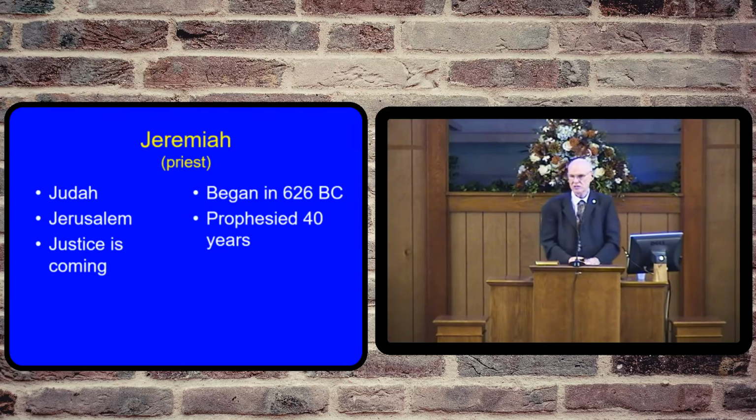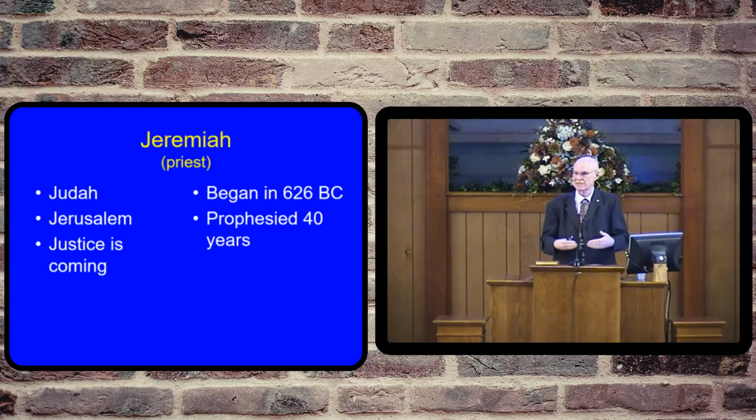Then the third prophet of this time frame is Jeremiah. Jeremiah is still back in Judah. He does not go to captivity. He has a choice. He refuses that and stays there with the people who are left, the poor and those who are left in the land. So he's in Judah, in the city of Jerusalem.